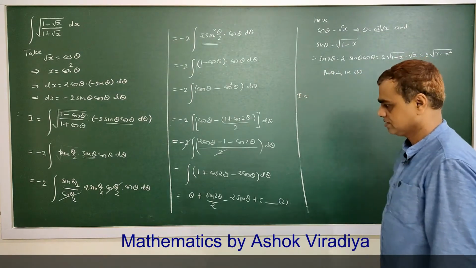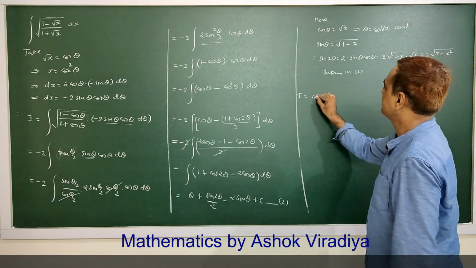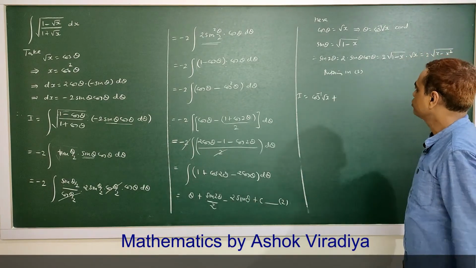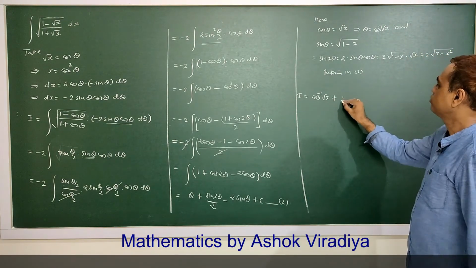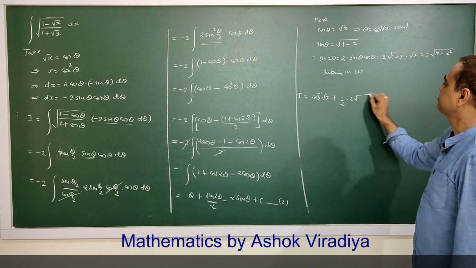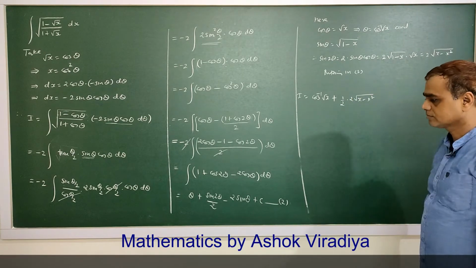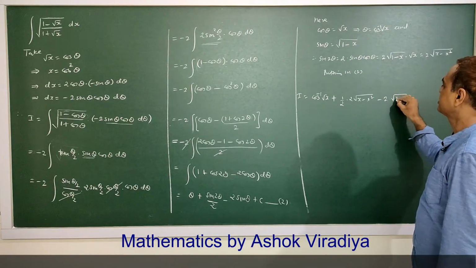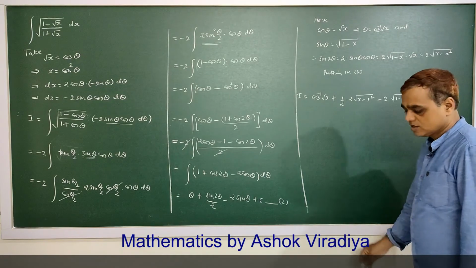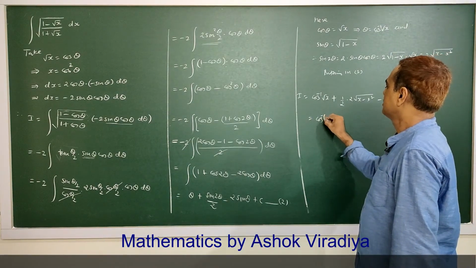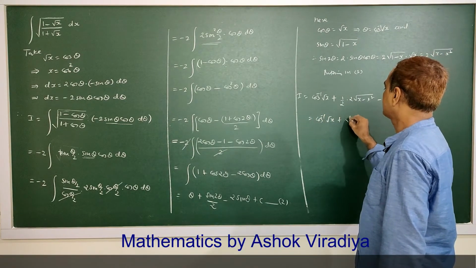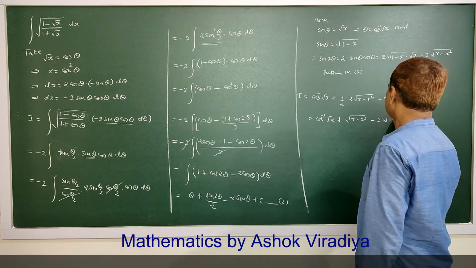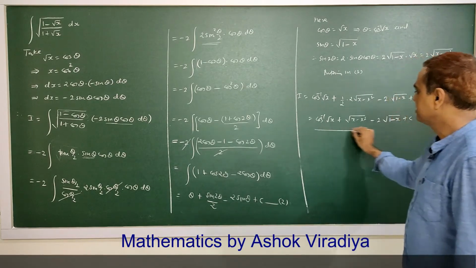integral is theta. Theta is cos inverse root x plus 1 by 2 into sin 2 theta. So 1 by 2 into, this is sin 2 theta, minus 2 into sin theta. Sin theta is root 1 minus x plus c. So it is cos inverse root x plus root x minus x square minus 2 root 1 minus x plus c. So this is required.